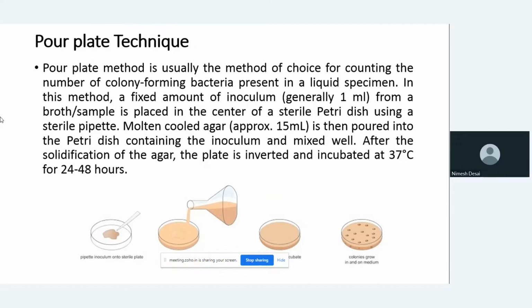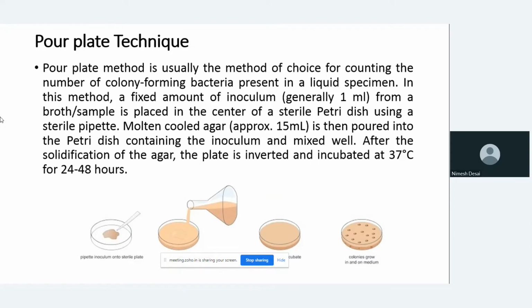Molten cooled agar is then poured into the petri dish containing the inoculum and mixed well. After the solidification of the agar, the plate is inverted and incubated at 37 degrees centigrade for 24 to 48 hours, or whatever temperature and time is required depending on the pharmacopoeial requirements. So it is a very simple technique.